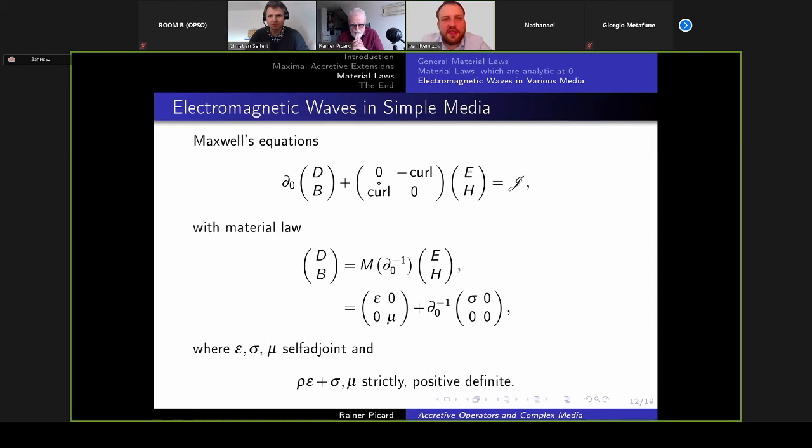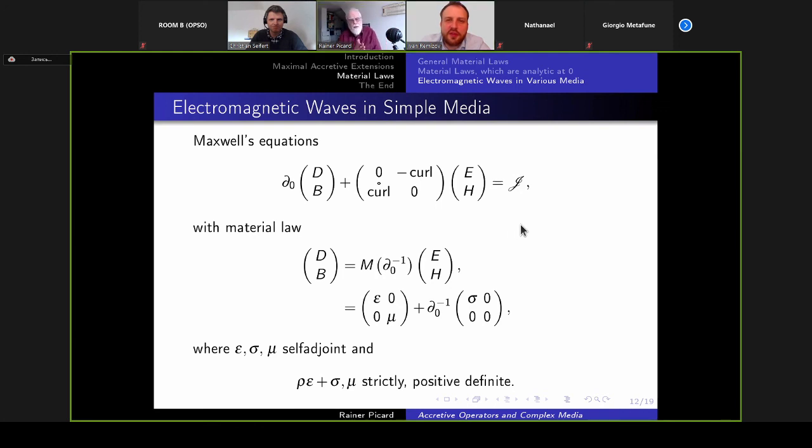I have maybe a silly question because I'm not familiar with this research. Is it possible to represent the solutions of the Maxwell equations as an explicitly given semigroup?